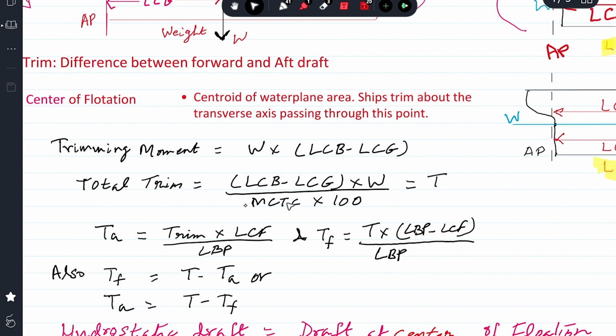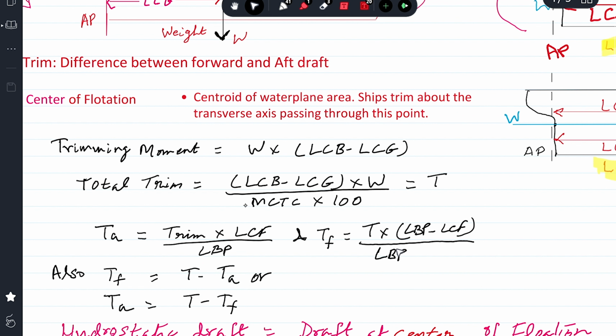When we are taking out LCB, MCTC, same time you can extract LCF also for this hydrostatic draft, because it will be required here to calculate TA. Trim aft will be total trim into LCF upon LBP. Trim forward, there are two ways. You can subtract TA from total trim, like this here. From total trim, you can subtract TA, you will get trim forward.